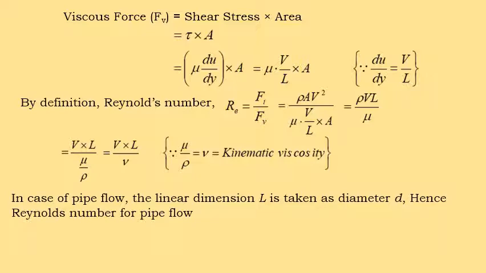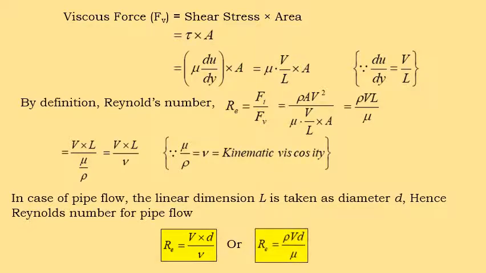In case of pipe flow, that means the fluid is flowing through a pipe, the linear dimension L is taken as the diameter. In case the fluid is flowing over a stationary plate or any body, the characteristic length is taken into consideration. For the pipe, L is replaced by the diameter of the pipe, D. Hence the Reynolds number for pipe flow is given by Re equals V into D by nu, or rho V D by mu. That is the expression for Reynolds number.